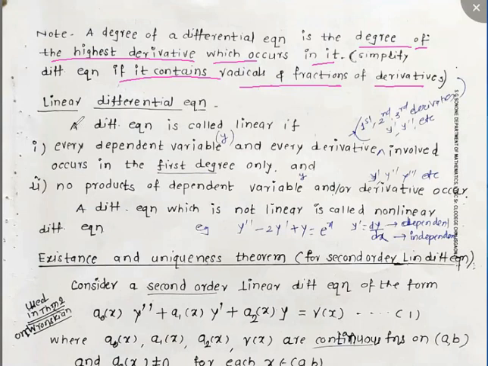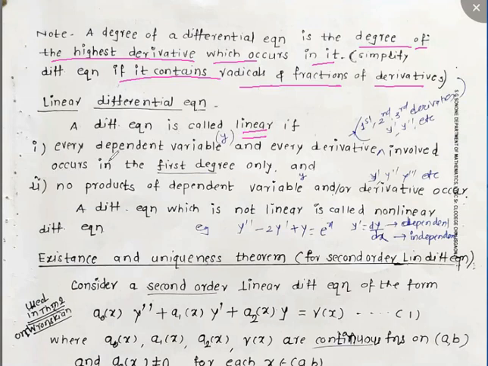Next definition, linear differential equation. What is a linear differential equation? A differential equation is called linear. This is a special form of differential equation.